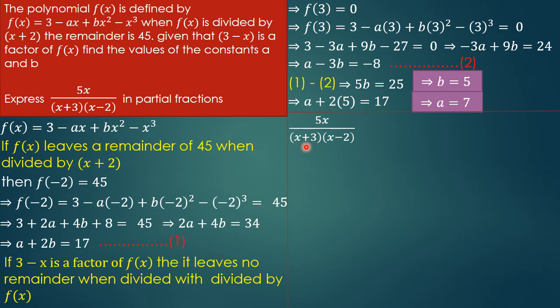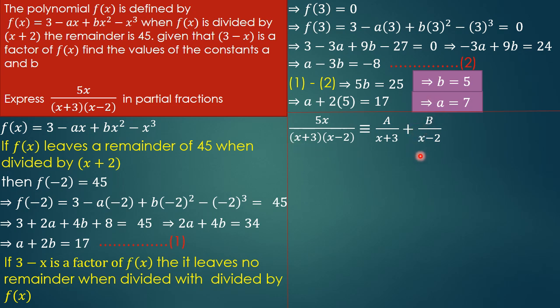So friends, in this case, since all the factors we have here are linear factors, that is, factors in which the highest power of x is 1, the highest power of x here is 1 and here is 1. So all the factors are linear. Therefore, express everything as a constant a over the first factor, x plus 3, plus b all over x minus 2.